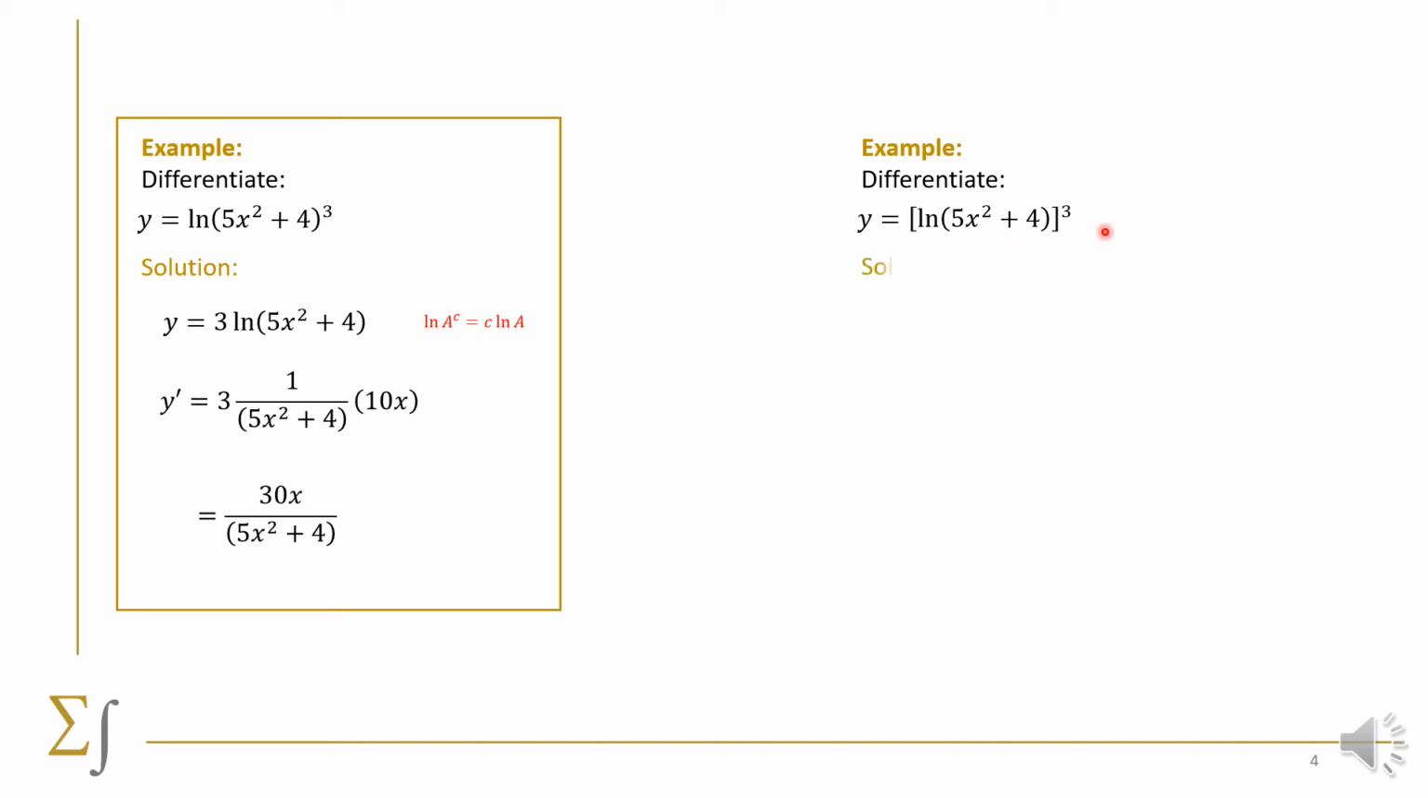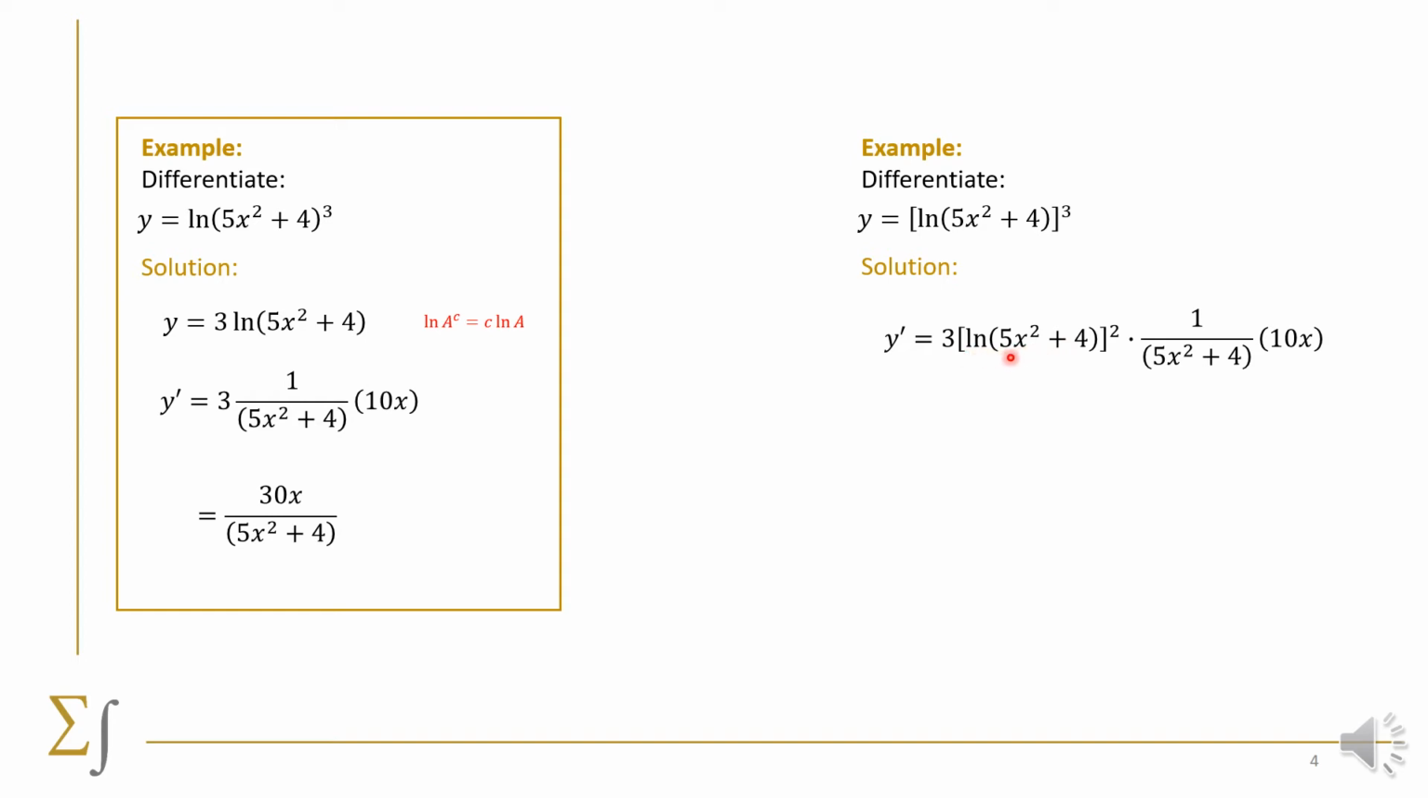In this case, in order to solve such a problem, we imagine that we are differentiating a function to the power n and we apply the chain rule. So y prime is equal to 3, and then we have ln of 5x squared plus 4 to the power 2, we reduce the exponent by 1, times the derivative of what's inside the bracket, which is a logarithmic function.